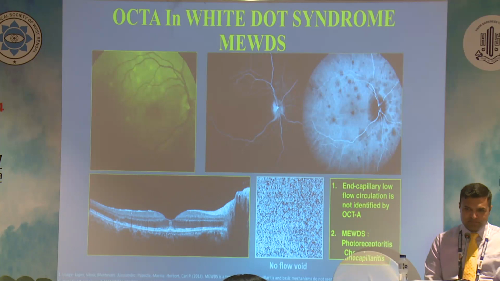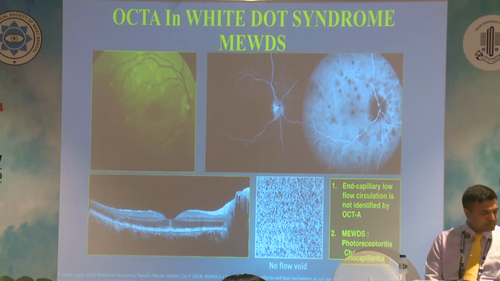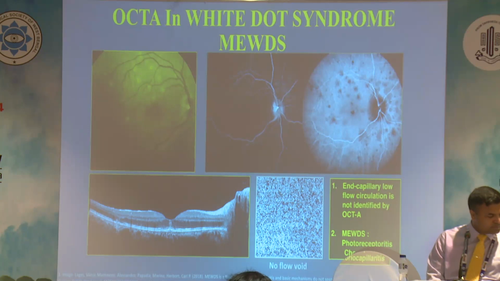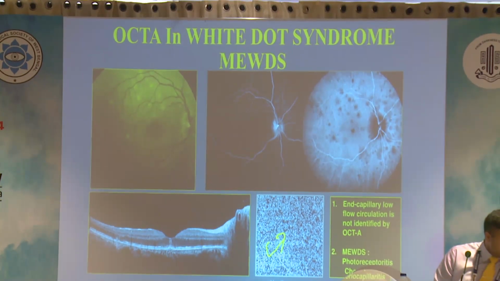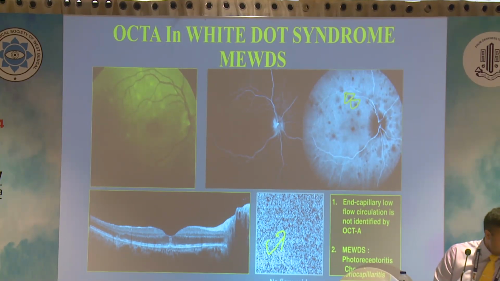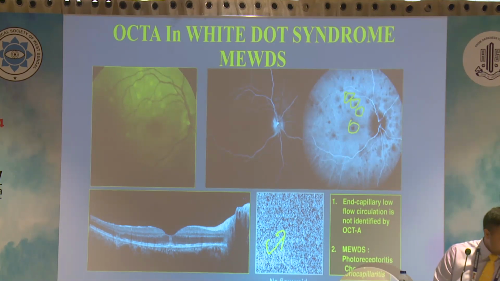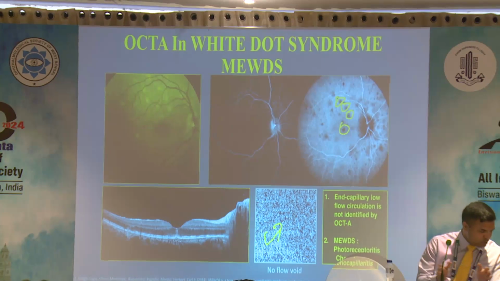Because this should be there in all white dot syndromes. No. So in multiple evanescent white dot syndrome, we don't see these flow void areas. You see this is a choriocapillaris slab of this patient, and you don't see any flow void areas. But look at the ICG of this patient, you see these multiple hyperfluorescent spots which are there in the late phase. So what do you understand by that?